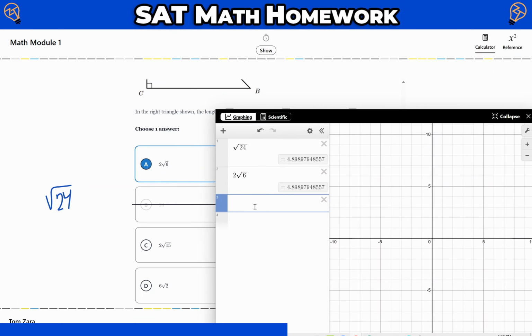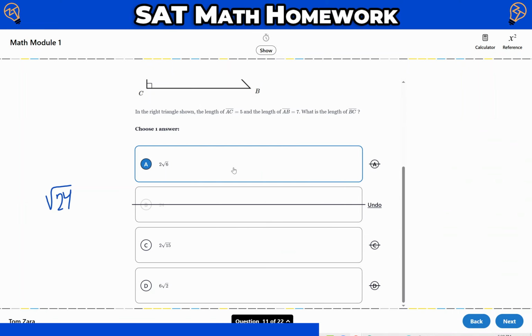We could compare, in case you're curious, the remaining ones of 2 root 15, clearly not the same as root 24. And then same thing, 6 root 2. However, in case you're curious, how do you actually do this? I always teach students to simplify the radical by coming up with whatever two numbers multiply to give you that number. So for example, I could do 2 times 12, I could do 3 times 8, I could do 4 times 6, and then you circle prime numbers.